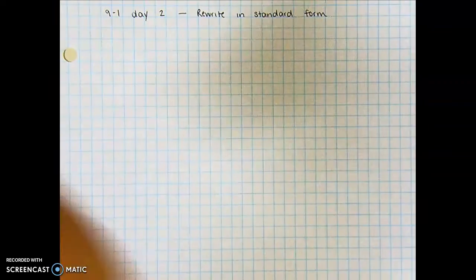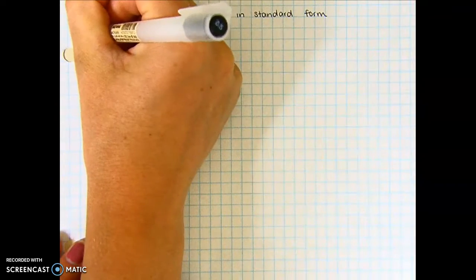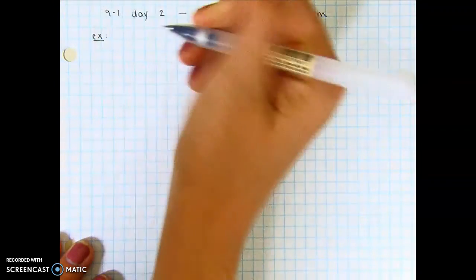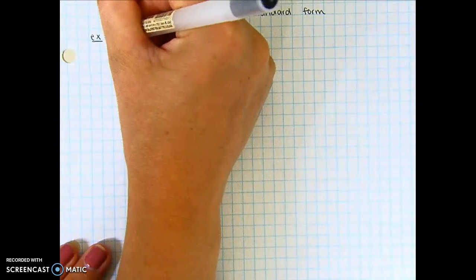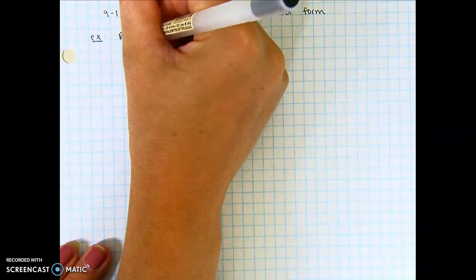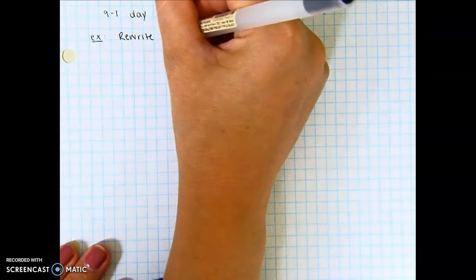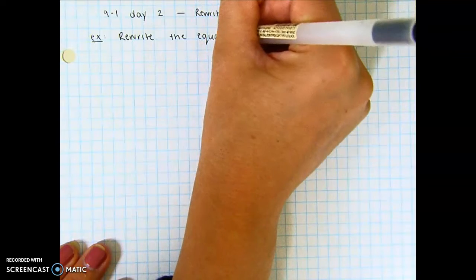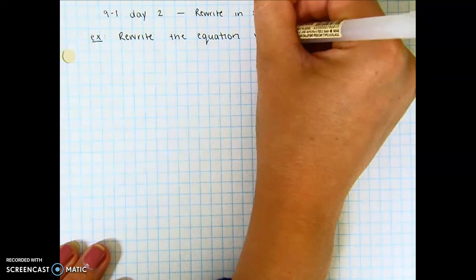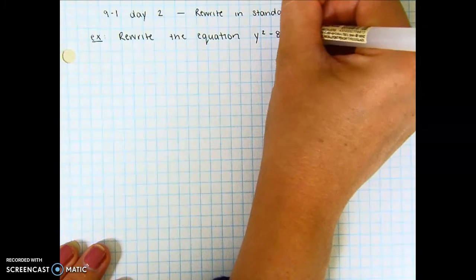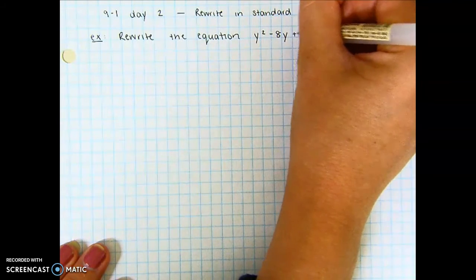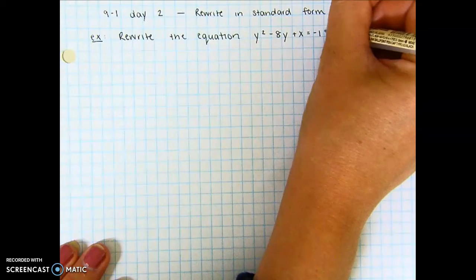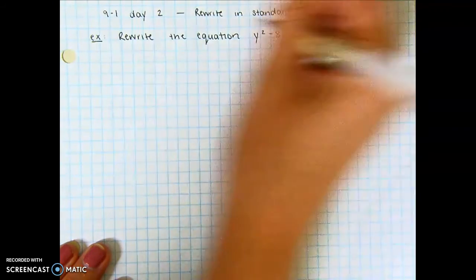I'm going to write out the steps for you for the first one, and then for the second one I won't. We'll just refer to the steps from before. So rewrite the equation y squared minus 8y plus x equals negative 18 in standard form.